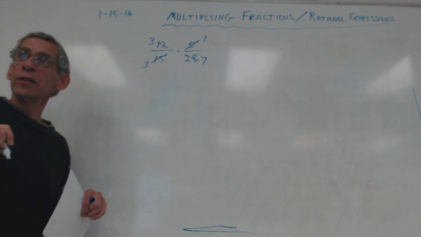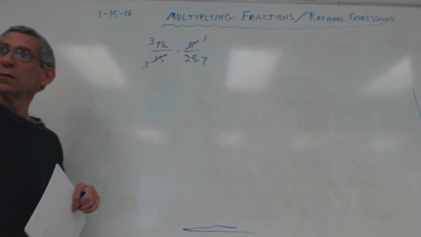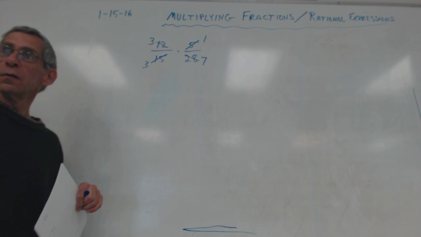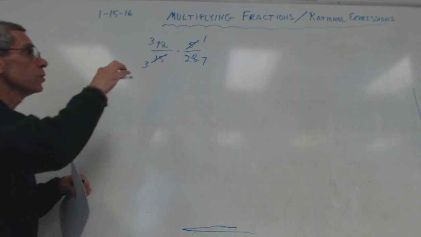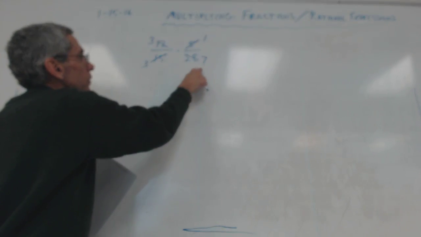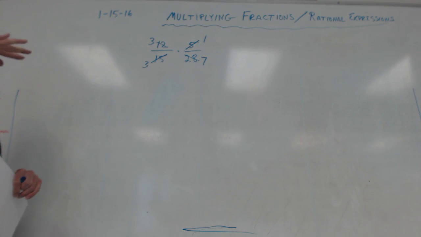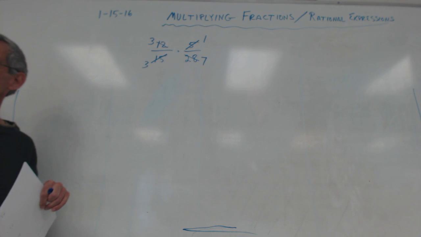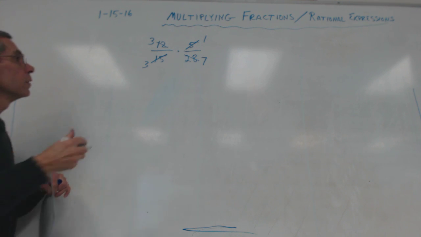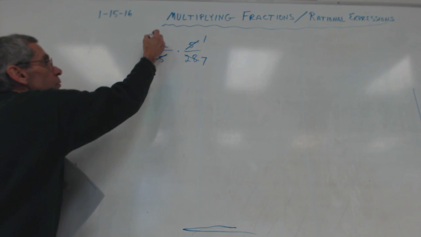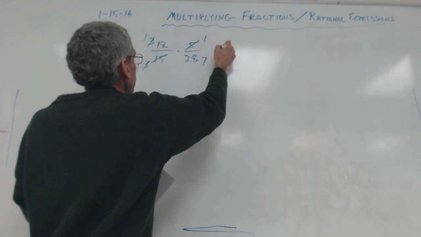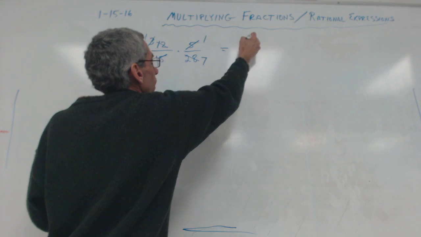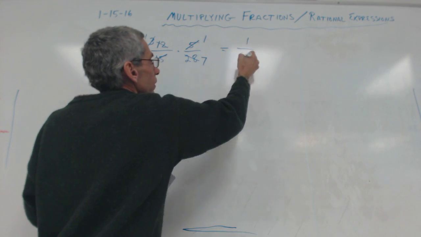Am I done? Is there something else I could do? You have to look at all the numbers and see, is there anything else upstairs that's the same as downstairs? Yes, 3 over 3, right? So that 3 goes in 3 ones, 3 goes in 3 ones. So my final answer is 1 over 7. 1 times 1 is 1, 1 times 7 is 7, right?